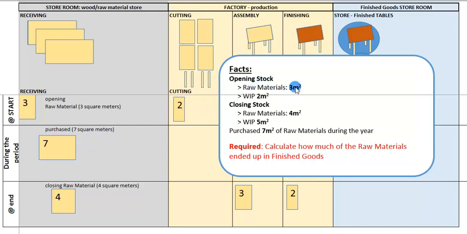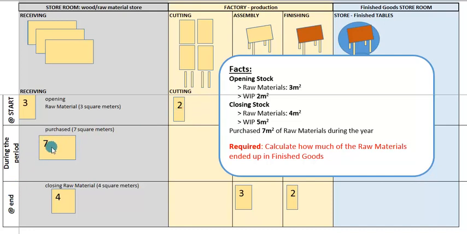So we've got opening stock of 3 square meters. At the start we've got 3 square meters of wood in the storeroom. This is my storeroom. Then I've got the factory production line, and finally I've got my finished goods storeroom before we transfer the finished tables to the sales department. So at the start we've got 3 square meters in the raw material storeroom. We've got 2 square meters in our cutting department sitting there in the factory. When we open the factory at the beginning of the period, we see that there's 2 square meters that never finished the process and never ended up in finished goods. Alright, so that's the opening stock.